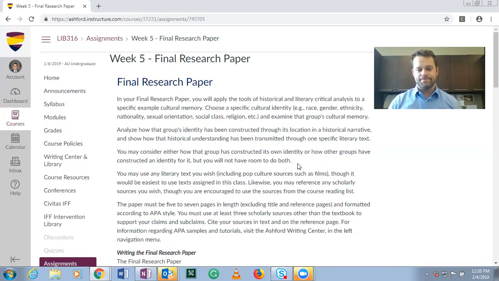So, we read Night by Elie Wiesel, and if you were going to represent Jewish culture during World War II, or attempt to talk about the cultural memory of that, then you would want to use that specific text since you already read it, and it's a firsthand account of the horror that this person has been through. So yeah, you can either talk about how that group has created its own identity, or how external society has shaped the identity of that group.